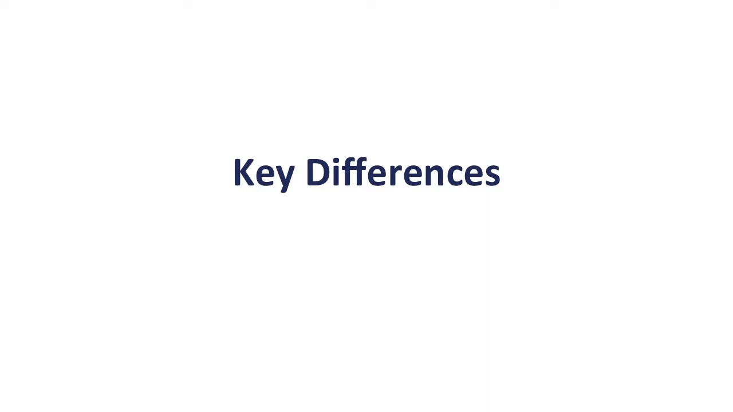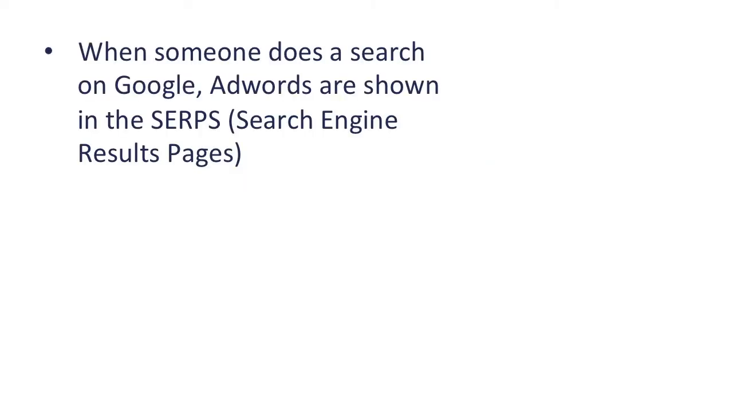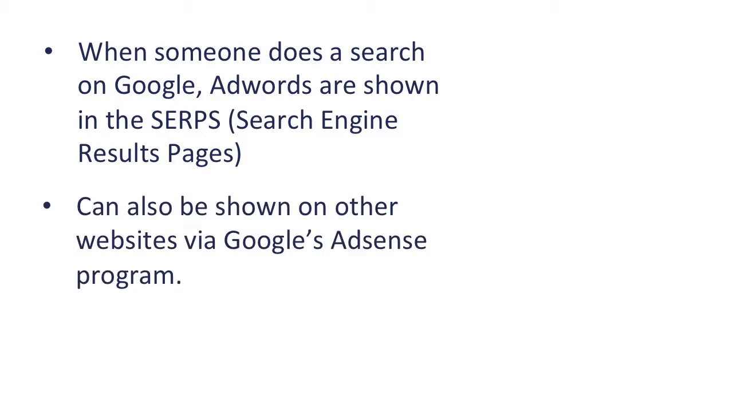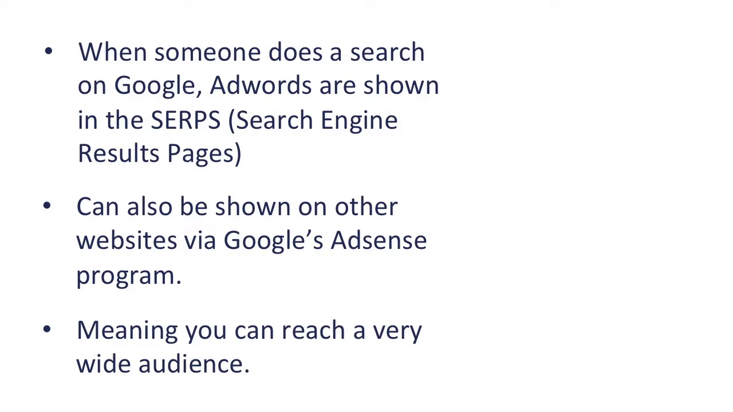So let's take a look at some of the key differences between advertising on Google AdWords and advertising on Facebook ads. Now, when someone does a search on Google, ads are shown in the SERPs, or the search engine result pages. Until recently, the search engine results page had a right-hand column for ads. Now the ads are primarily across the top of the results page. The ads usually have a small display title stating that they're ads or sponsored results. And you can also show an ad on somebody else's website via the Google AdSense program. This is very similar to the ads you'll find here in the search engine, except that they are just on individual websites all across the internet, meaning you can reach a very wide audience with Google AdWords.